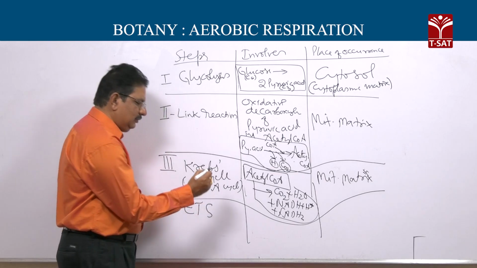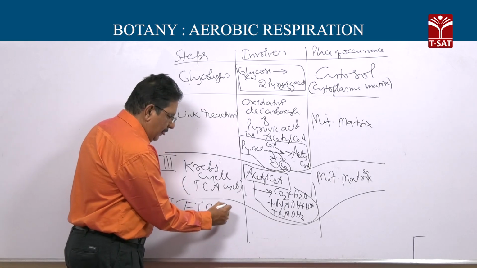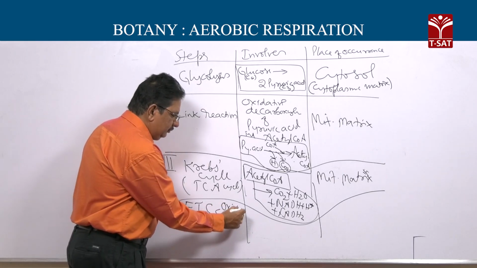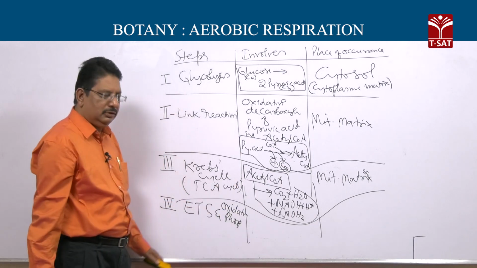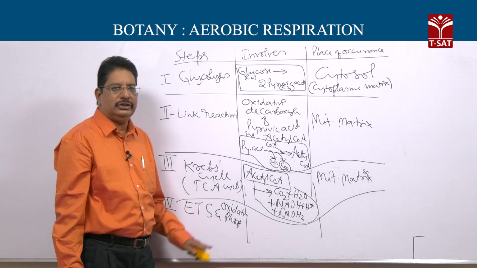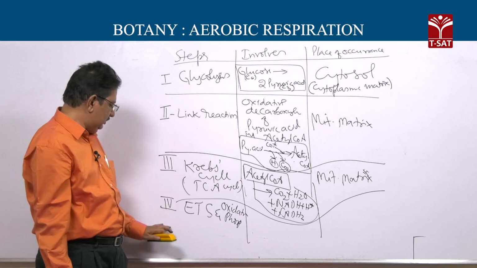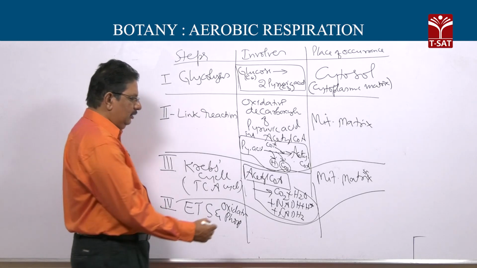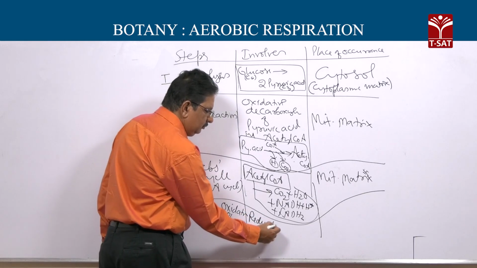And the last step in aerobic respiration, the fourth and final step, is very important. It is called ETS, coupled with oxidative phosphorylation. So, what is the fourth step? ETS, that is the electron transport system, along with oxidative phosphorylation. This is the step where the reduced coenzymes, what are they?